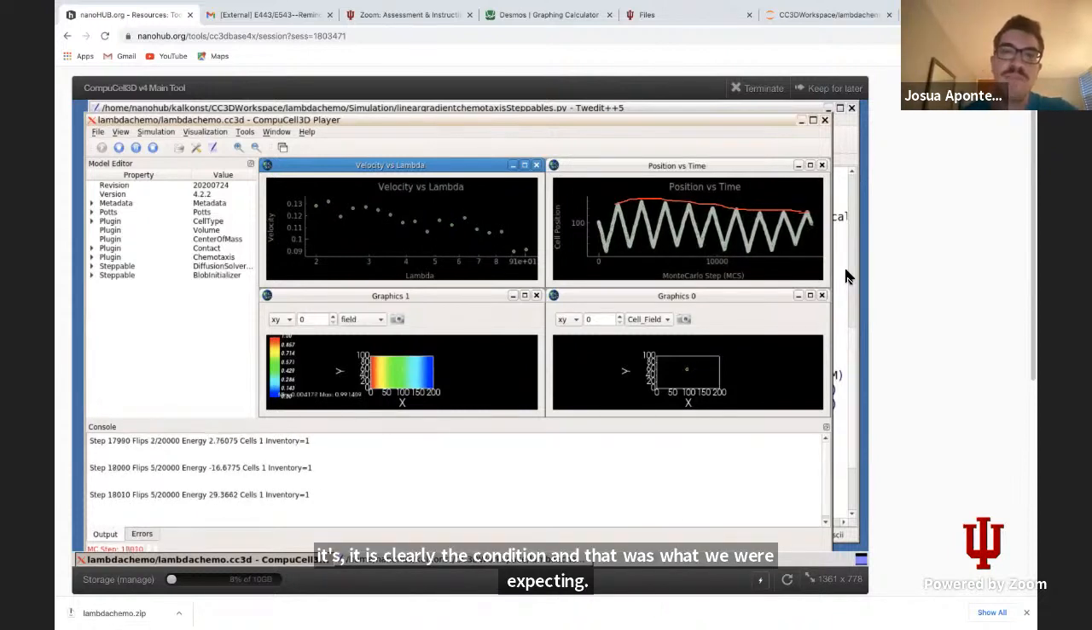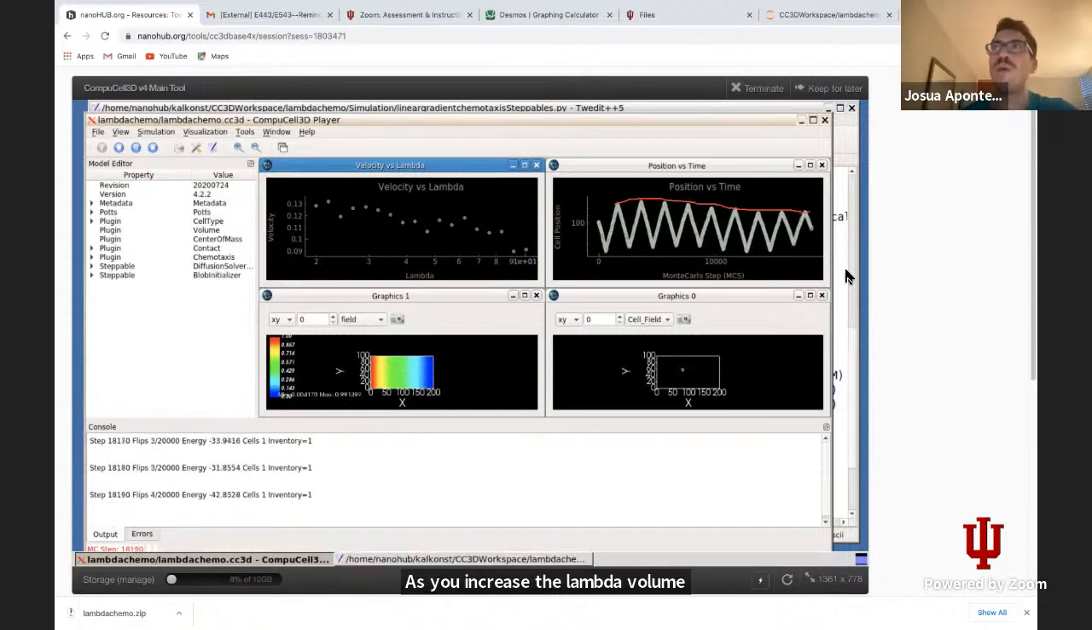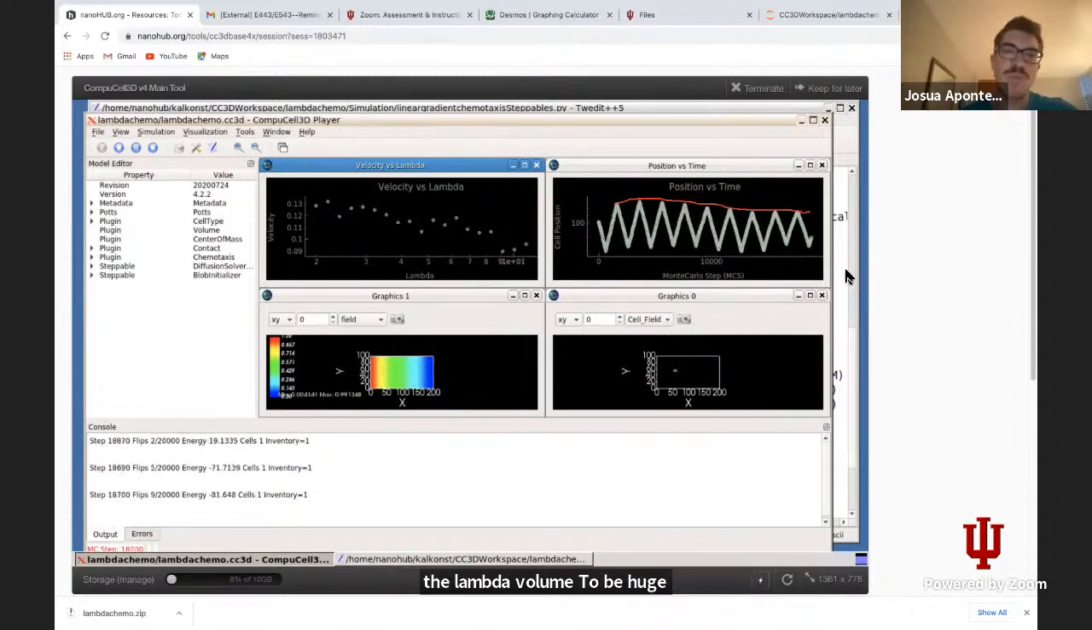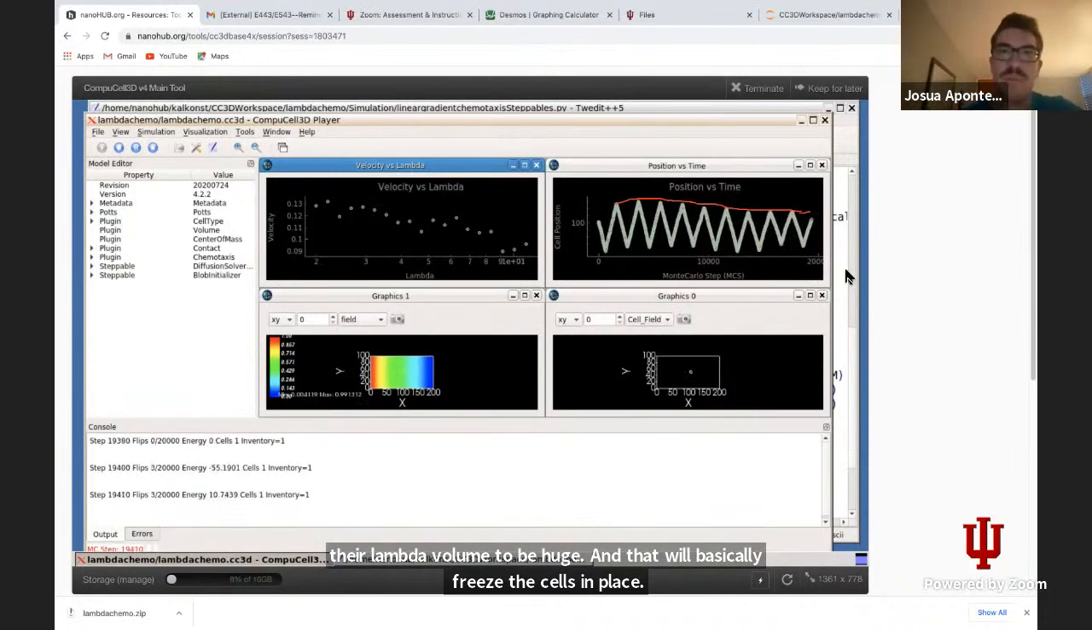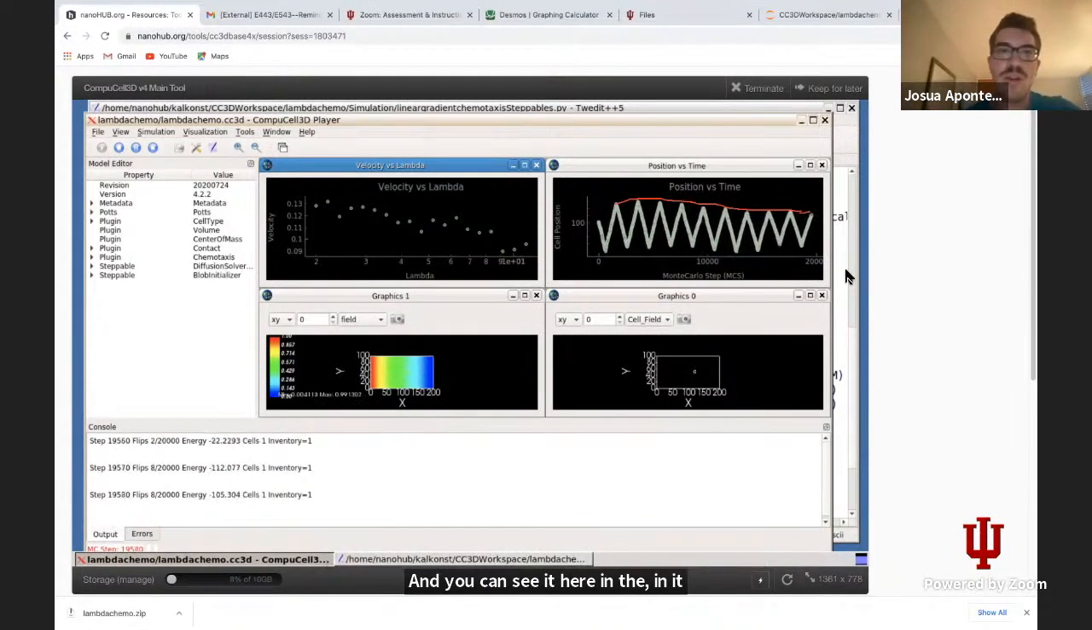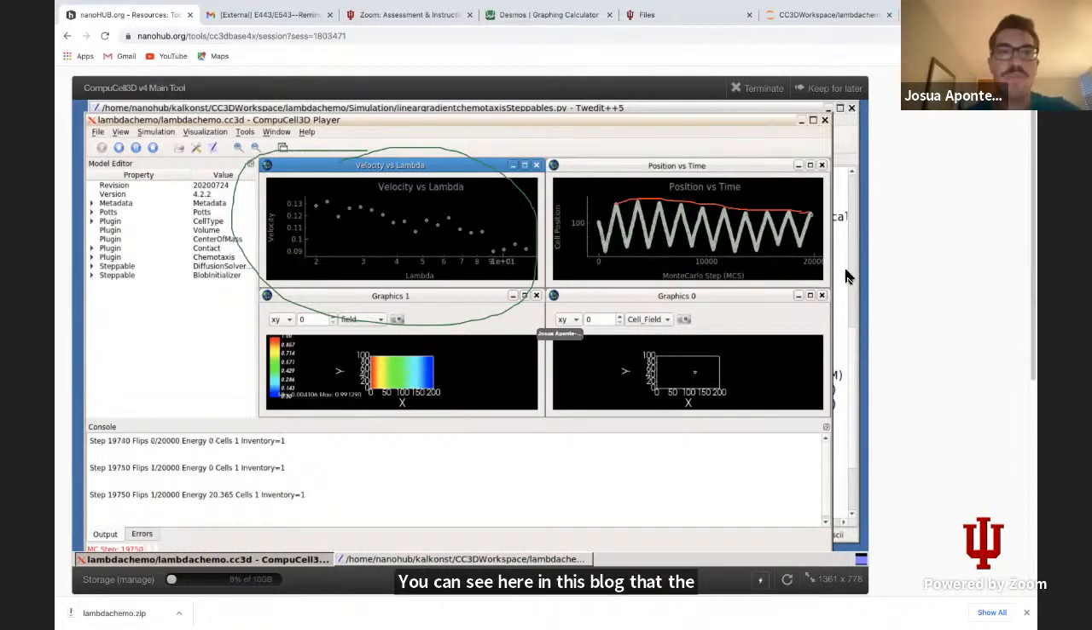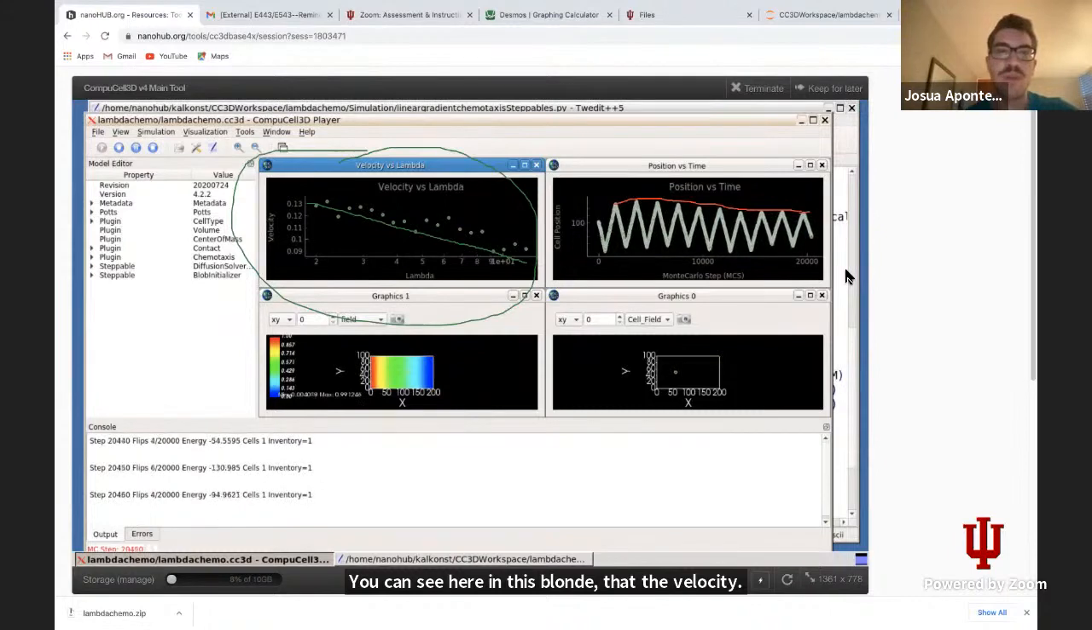As you increase the lambda volume, the cell becomes less and less motile. And one way of freezing cells in CompuCell is to set their lambda volume to be huge, and that will basically freeze the cells in place. You can see it here in this plot, that the velocity is decreasing as a function of the lambda volume. Right.